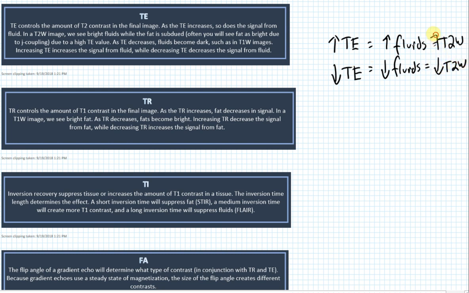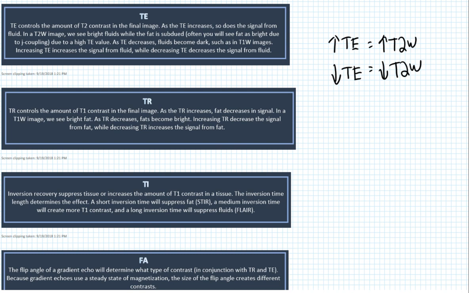This should be showing that it is increasing. All right. Now this is very important. We can kind of lose the part about fluids, and we can just look back and say TE increases, T2 weighting increases. TE decreases, T2 weighting decreases. All right, pretty simple. Please note that TE has nothing to do with T1 weighting and T1 contrast at all.